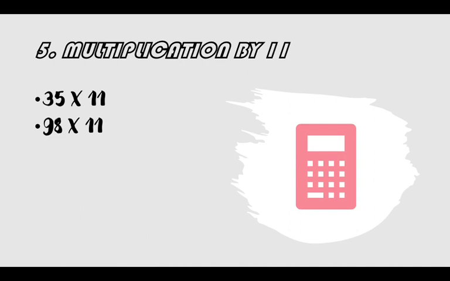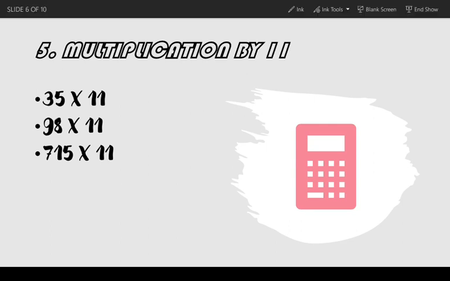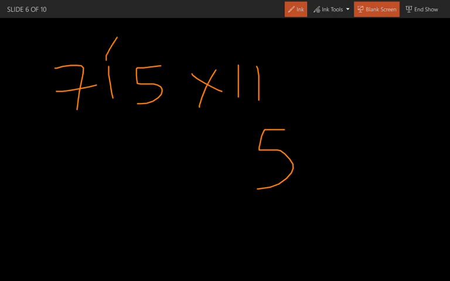Let's see another problem: 715 into 11. What I'm going to do is write the last number as it is, and add both of these numbers.